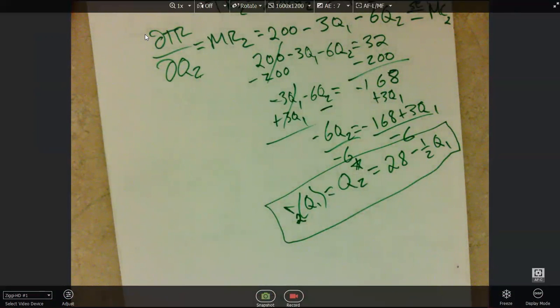You set them equal to each other. Yeah, you have two functions, two unknowns, set them equal to each other. Solve for Q1, plug that in, solve for Q2, and then you can find the profits for each one. Yeah, it's pretty straightforward from there.